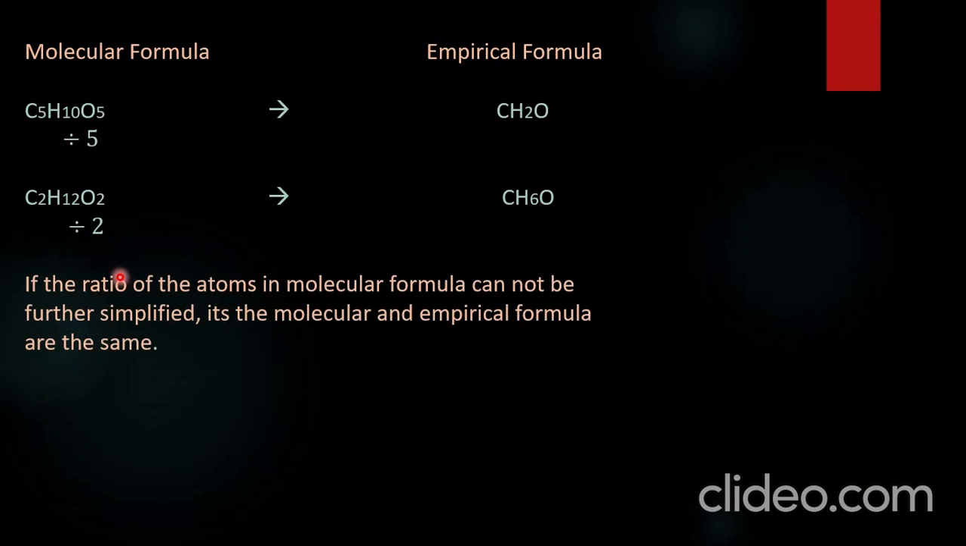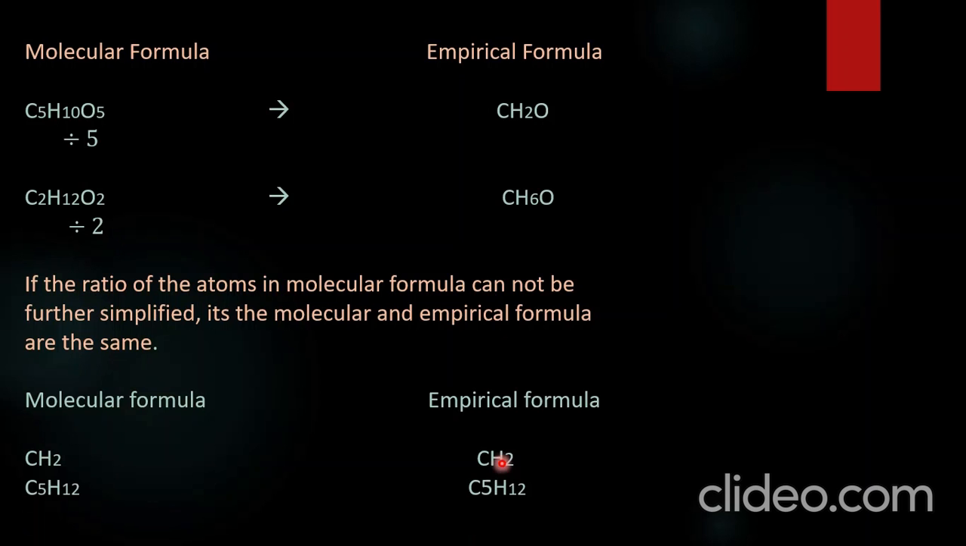Let's say if the ratio of the atoms in the molecular formula cannot be further simplified, in this case, the molecular formula and empirical formula will be the same. For example, here, molecular formula is CH2. Since we cannot simplify this any further, the empirical formula will be the same as its molecular formula. Same thing for the second example, C5H12, and C5H12 will be the molecular and empirical formula of a compound.